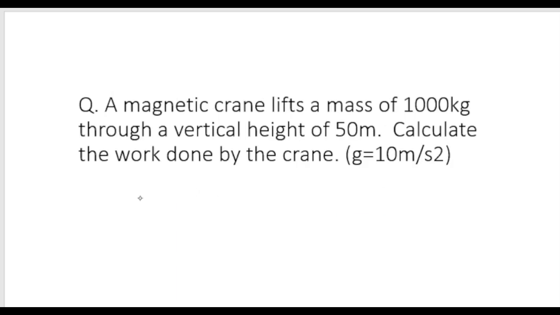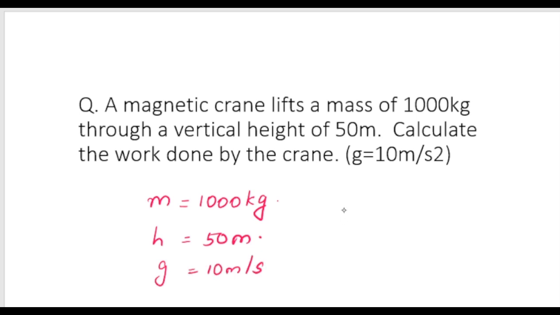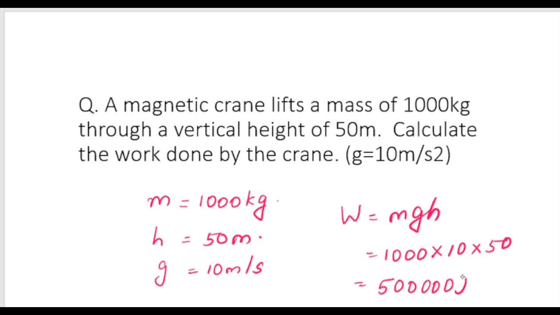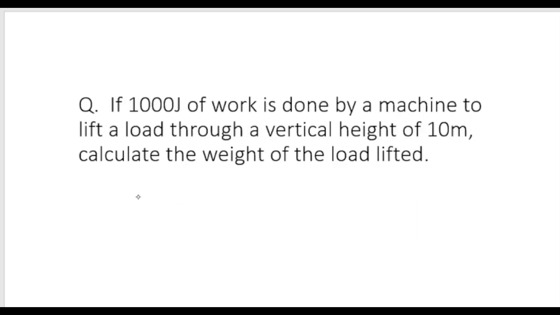A magnetic crane lifts a mass of 1000 kilogram, mass is equal to 1000 kilogram, through a vertical height, h is equal to 50 meter. Calculate the work done, g is equal to 10 meter per second squared. So W is taken as mgh. So 1000 into 10 into 50. 5 lakh joule of work done.